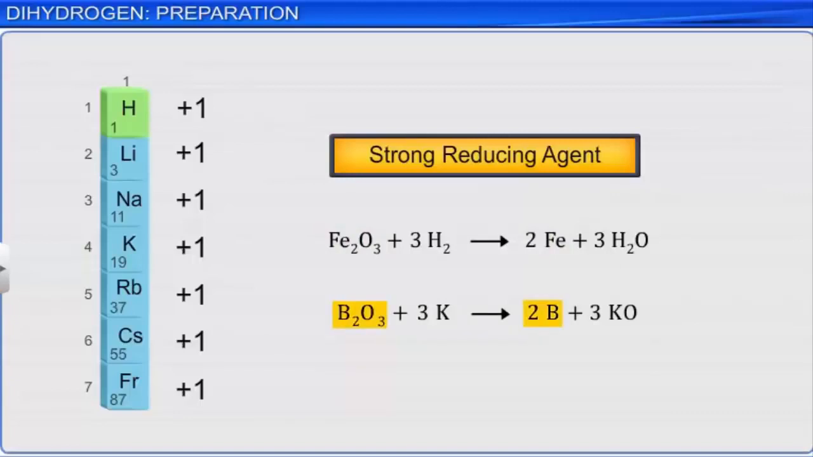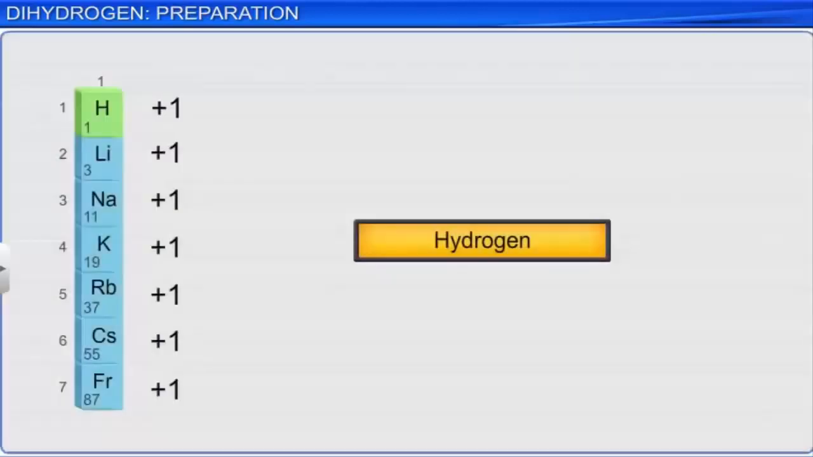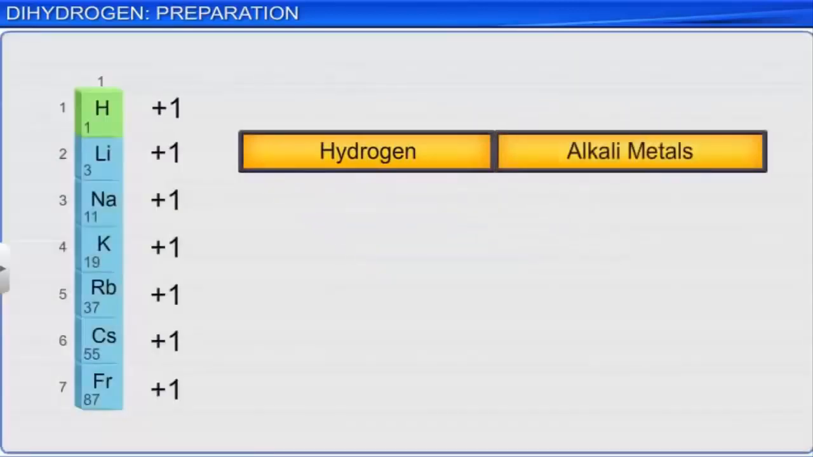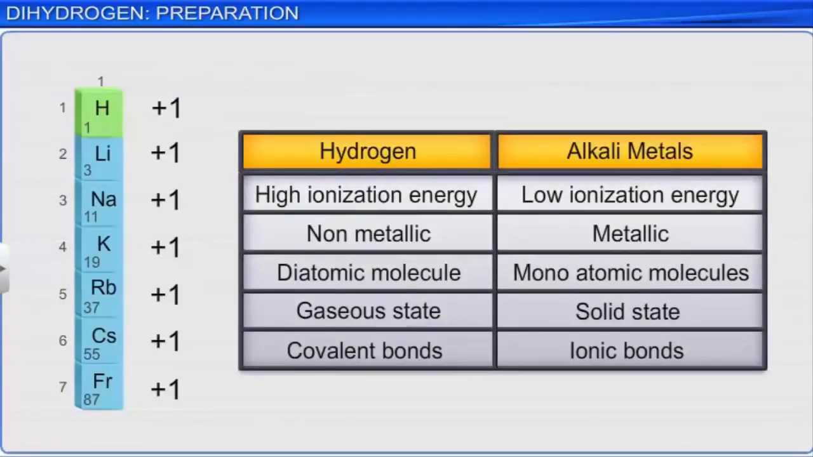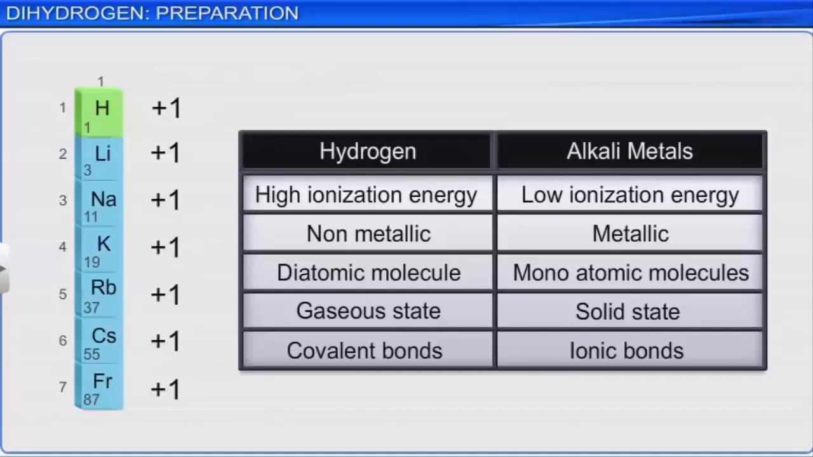Though hydrogen is similar to alkali metals in several aspects, it also exhibits certain properties that are different from alkali metals. For example, the ionization energy of hydrogen is very high as compared to alkali metals. It shows non-metallic behavior, unlike alkali metals.